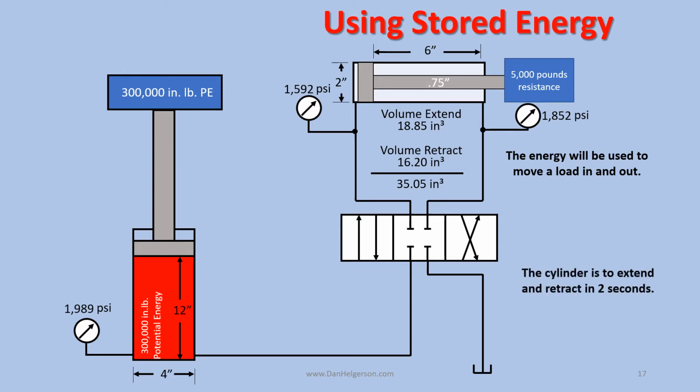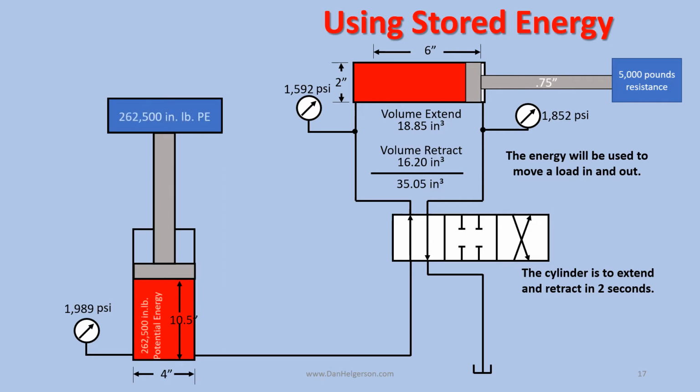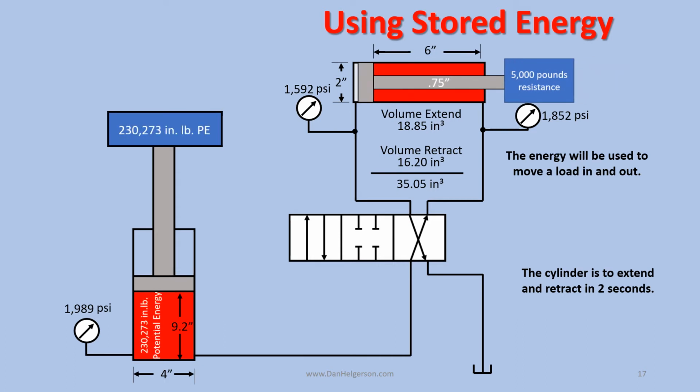The cylinder is intended to extend and retract in 2 seconds. So when we shift the valve, we want it to go out in 2 seconds. And when we shift the valve back, we retract the cylinder in approximately 2 seconds. And as you can see, we also consumed some of our potential energy.